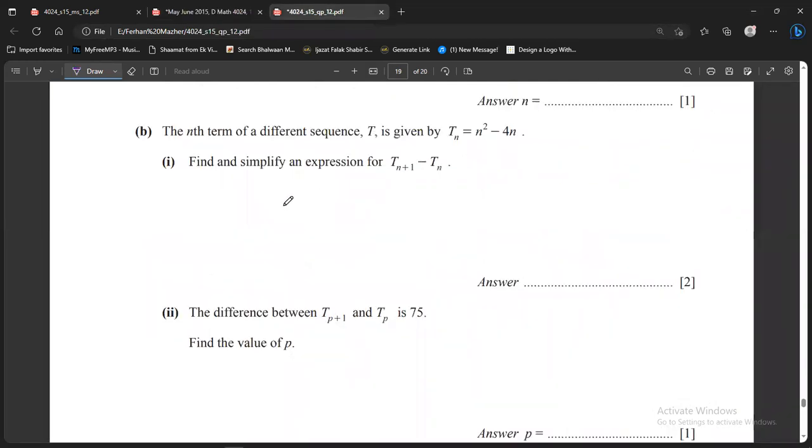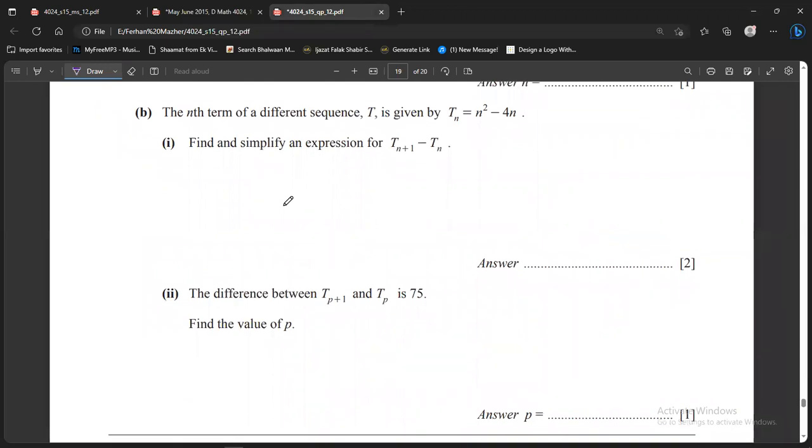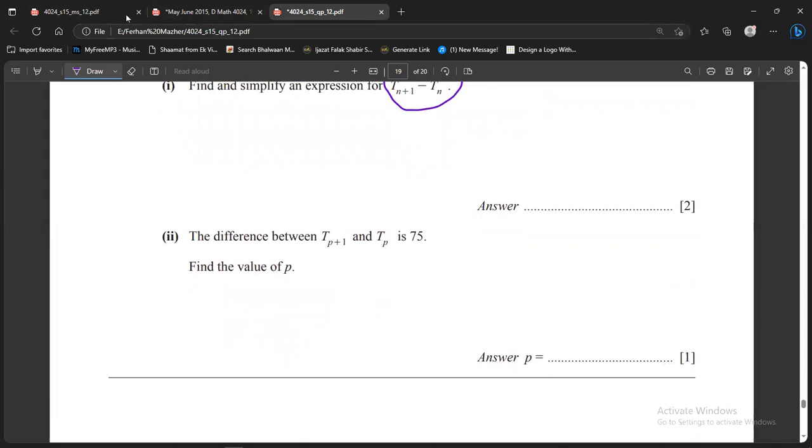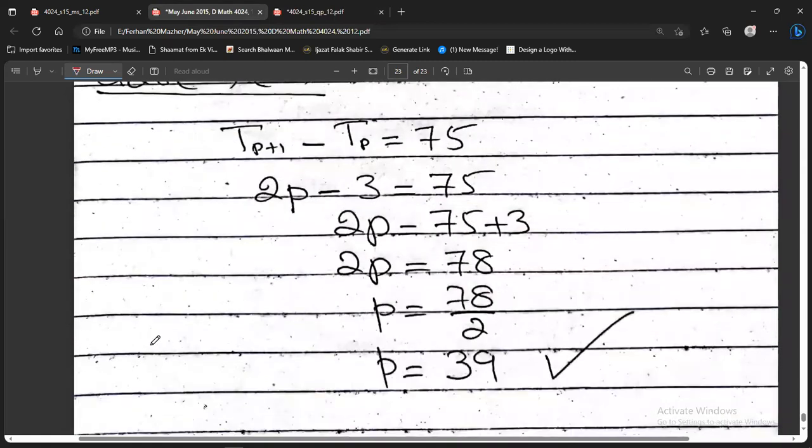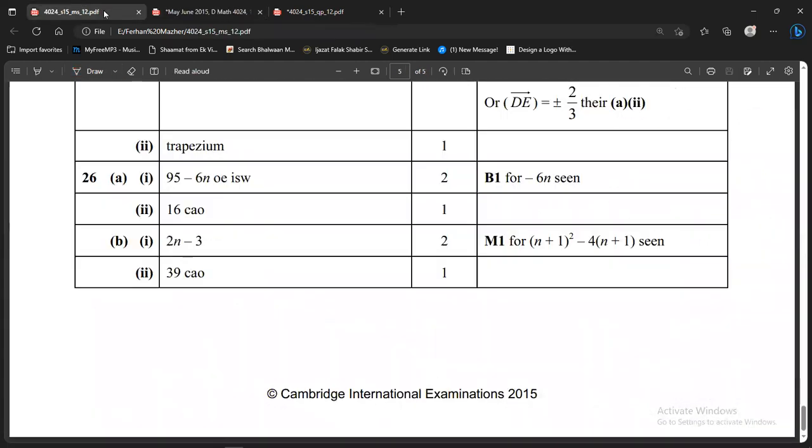Then he says the difference between T(p+1) and Tp is 75. He's talking about this thing, but instead of n, he's using the alphabet p. So whatever simplified expression you got here, just make it equal to 75 and find the value of p. So same here, I will use 2p − 3 = 75. So 2p = 75 + 3. So 2p = 78. p = 78/2. So p is 39. So the p is 39.